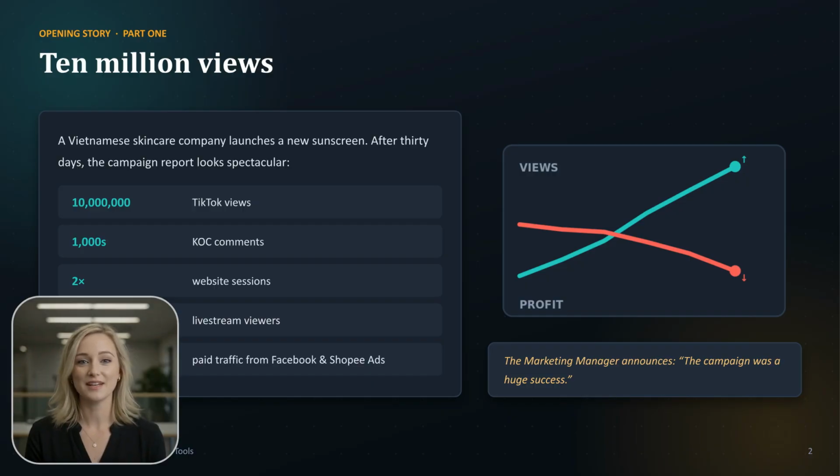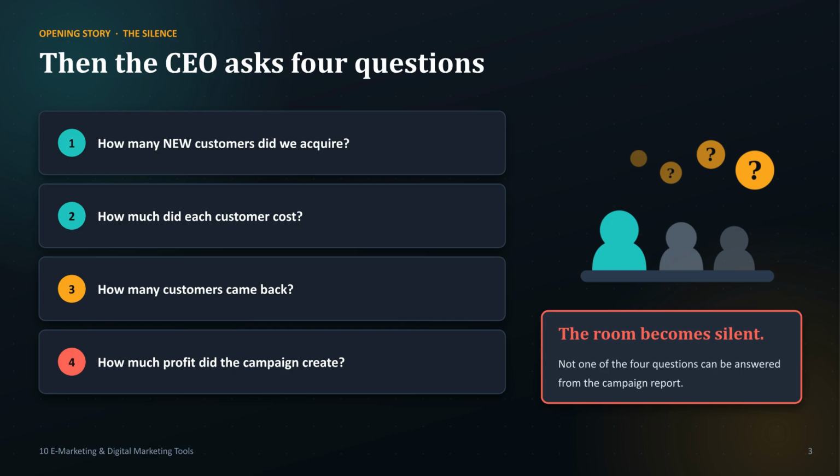Let's start with a story. A company launches a campaign that reaches 10 million people, doubles website traffic, and generates thousands of comments. The team calls it a success because the views are up, but they are ignoring the red line. Profit is falling. The CEO asks 4 questions.